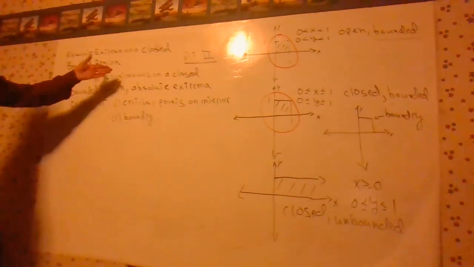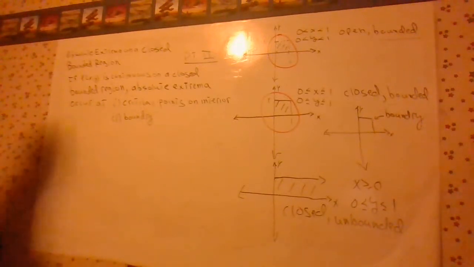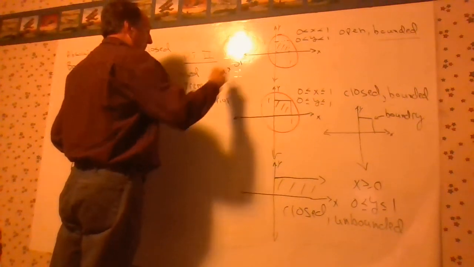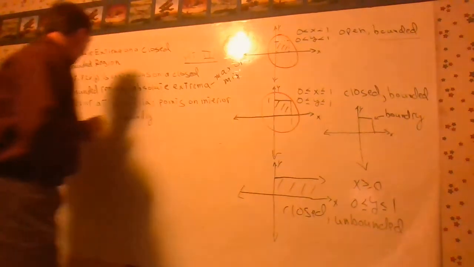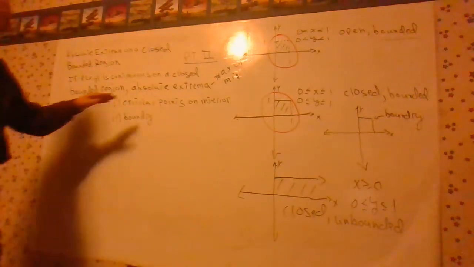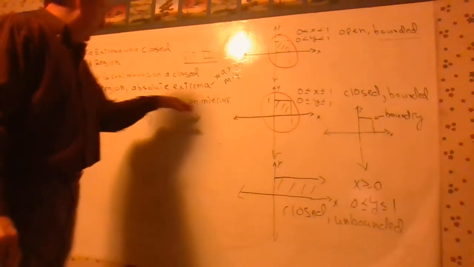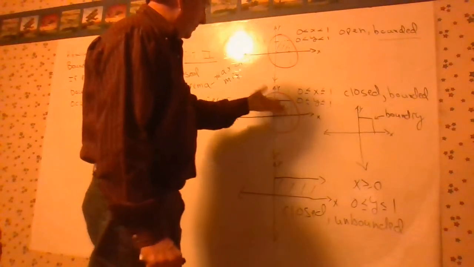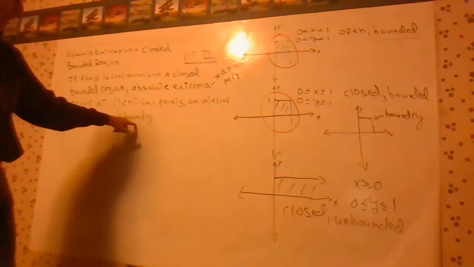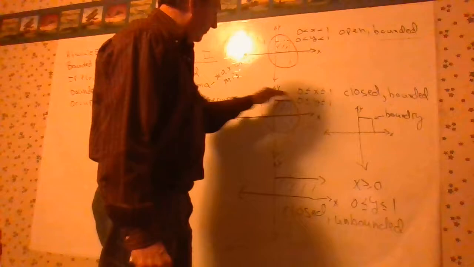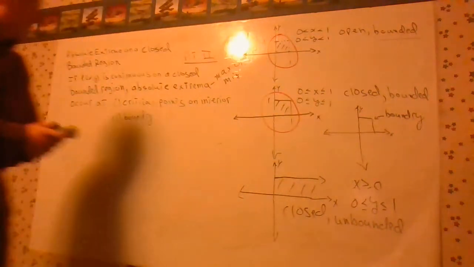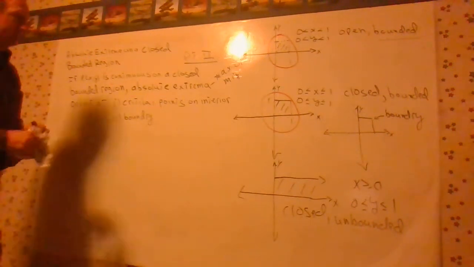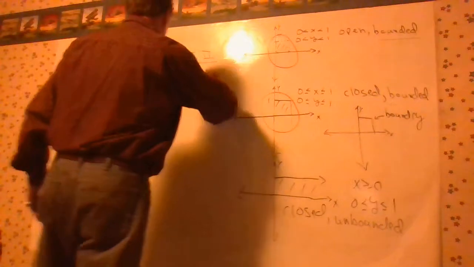So if f of x, y is continuous on a closed bounded region, absolute extrema, max or min, occur at one of 2 places. Critical points on the interior. We know how to find critical points. We find partial derivatives and set them equal to 0. Or at the boundary. It's either a critical point on the interior or somewhere on the boundary. We're going to go through an example of how to use this to find an absolute maximum and minimum. It's fairly simple, although at times it can be tedious.